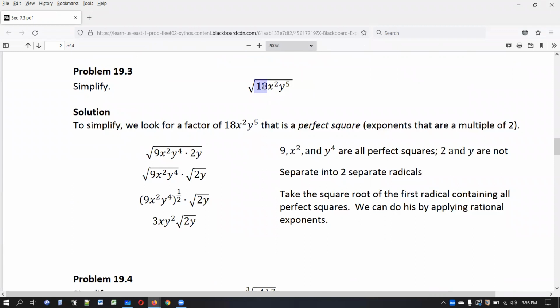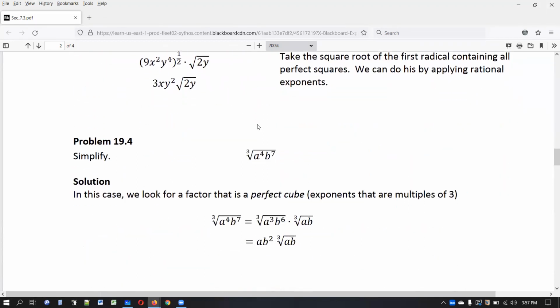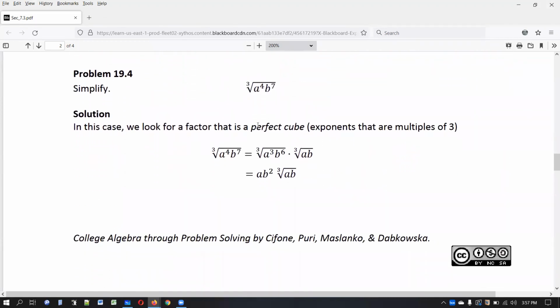We cannot take the square root of 18. So we break 18 into 9 times 2. We obviously can take the square root of 9. And then I am going to show you now how to handle the variables inside. Okay, because the main technique here is to make this number divisible by the index of the radical. And I'm going to show you exactly how to do it here.